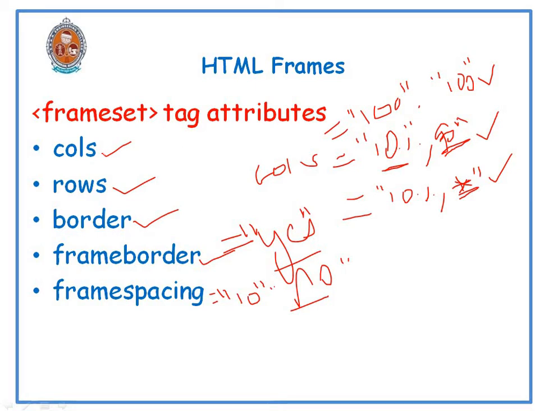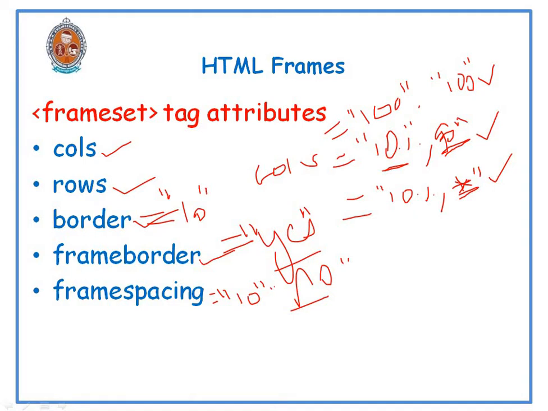The first one is columns. It is used to divide our browser window into multiple columns. We can specify the column values either in pixels, in percentages, or with wildcard symbols. Rows is used to divide the browser window into multiple rows. Border is used to set the border for our frame. The border value is specified in pixels, for example 10.